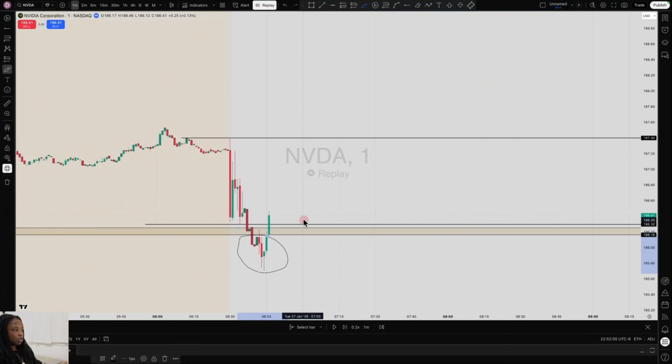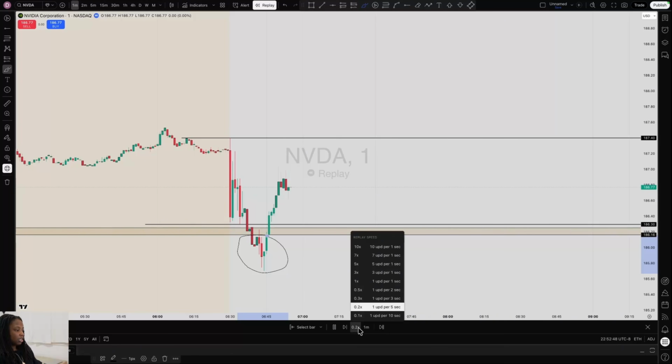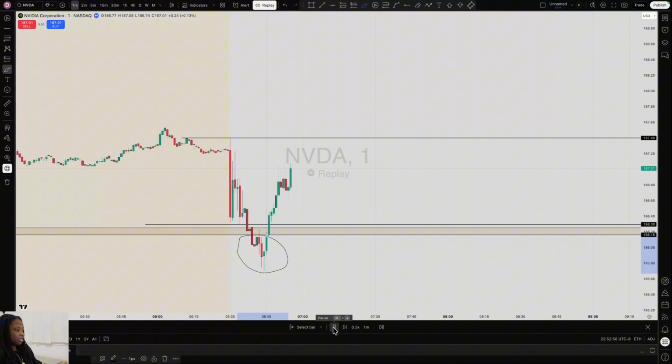Now I'm going to continue playing it to show what eventually happened. Let's see. In this case, there's a high chance that it would reverse and even break above this high. My goodness. Okay, let's speed it up a bit. There you go. This is an example of fake out liquidity.